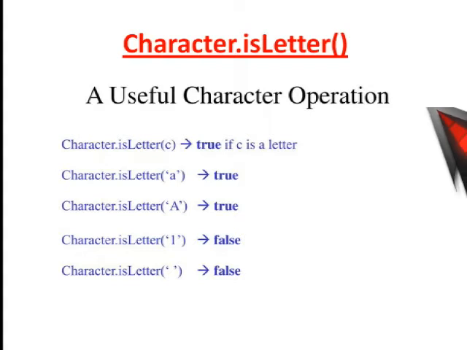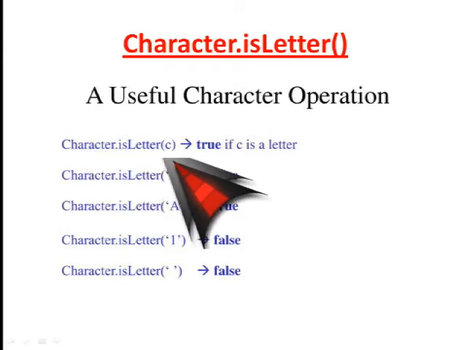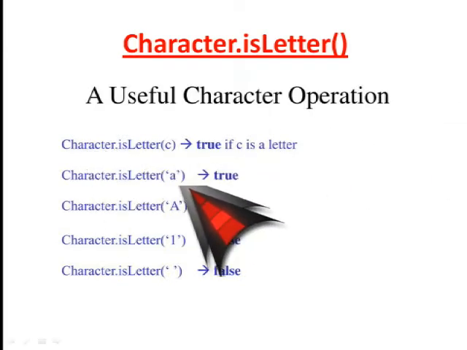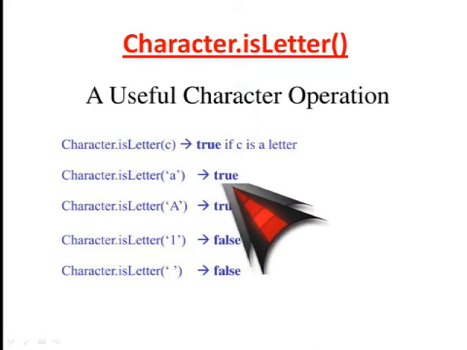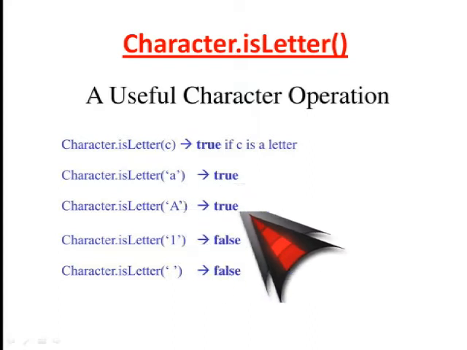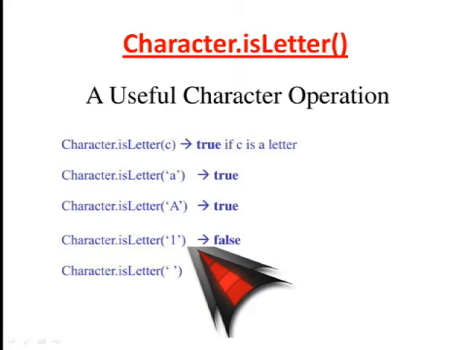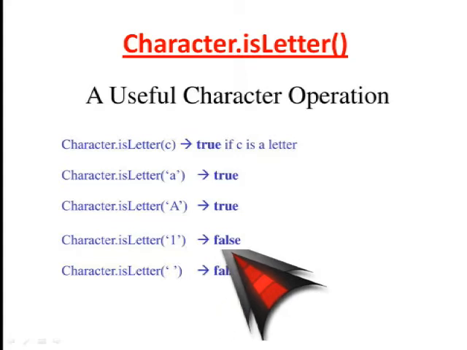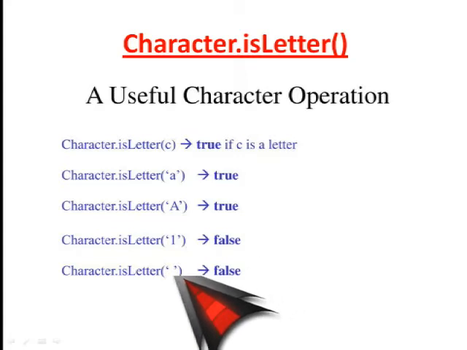Character.isLetter has given some examples. If it is 'C', it is true. Single quotation 'a' is also true. Capital 'A' is also true. Number '1' is a digit, so it is false. And as I'm giving a space, which is not a letter, the result is also false. Let's look at the other function.